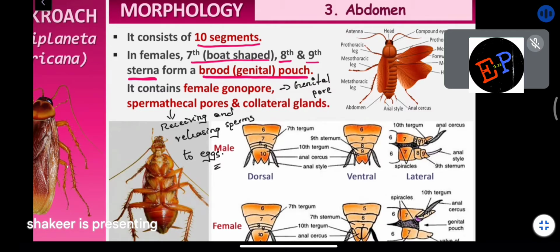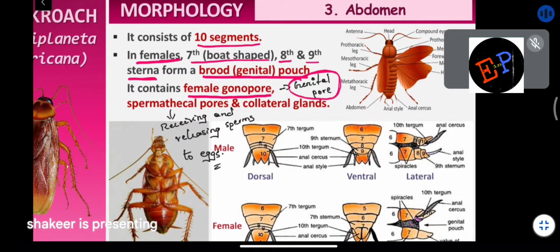Now we are discussing the females. Don't forget about this one. So in females, the 7th, 8th, and 9th segments form this covering, which is called a genital covering, which you can also call a brood pouch or genital pouch. Okay. Similarly, it contains a female gonopore. Gonopore means a small aperture or a small hole, a genital pore. Aperture is called a pore. So it contains a female gonopore also.